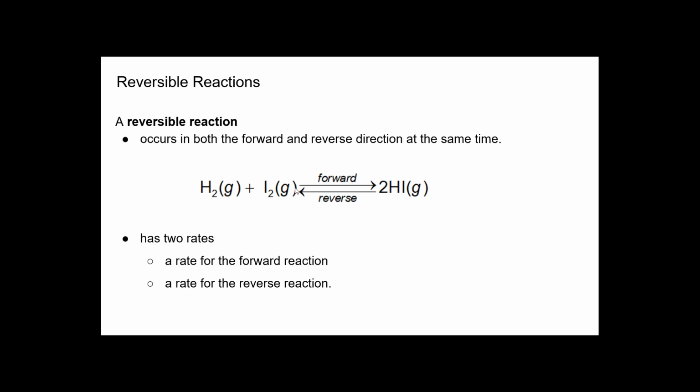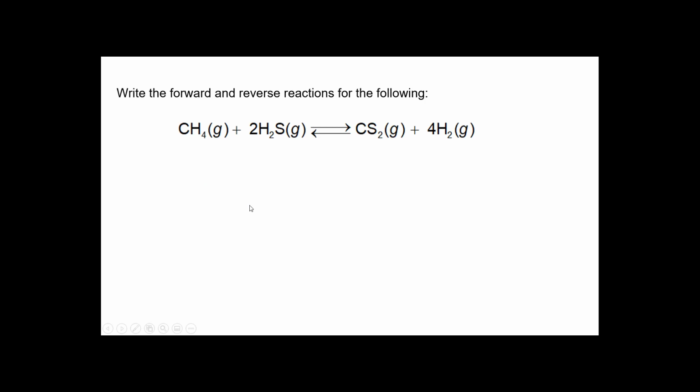So I mentioned earlier, and let's take a look. This is all just information I jumped on from the first page. A reversible reaction occurs in both forward and reverse directions at the same time, and so you're looking at two rates. You have a rate for the forward reaction and you have a rate for the reverse reaction. Write the forward and reverse reactions for the following.